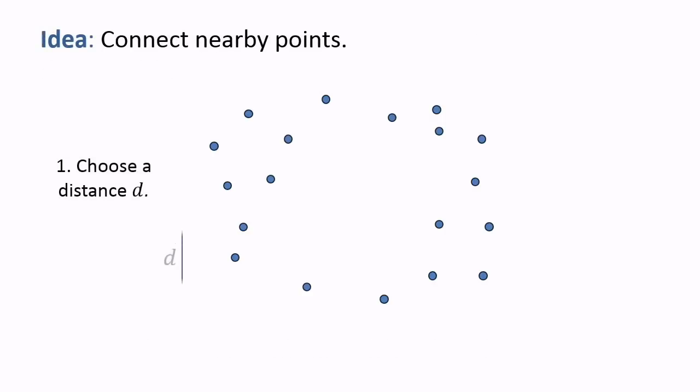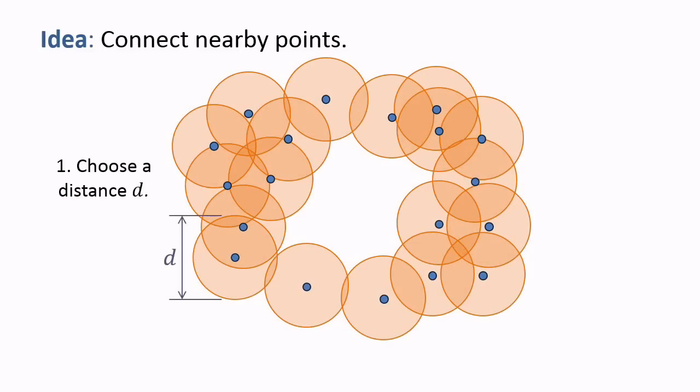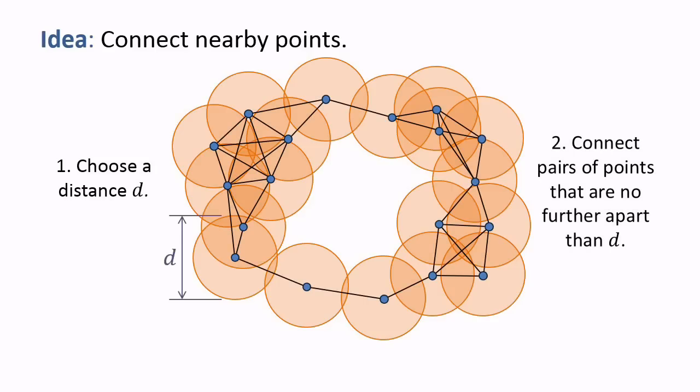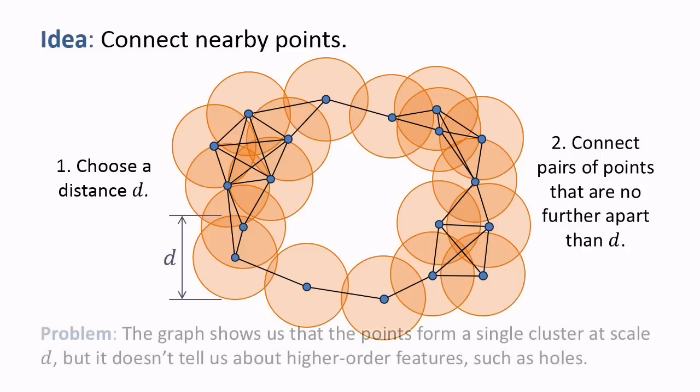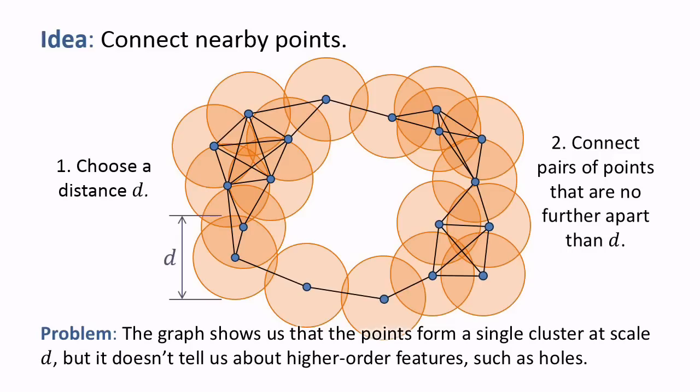We first choose a distance, or scale parameter, d. We draw a ball of diameter d around each point. Two balls intersect exactly when 2 points are no further apart than distance d, in which case we connect the 2 points with an edge. This creates a graph whose vertices are the original points. The graph shows us that the points form a single cluster at scale parameter d, but it doesn't tell us about higher order features such as holes. For example, this graph has many cycles, but the graph doesn't help us identify the central hole in the data.